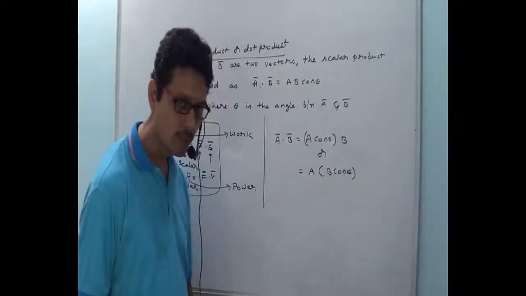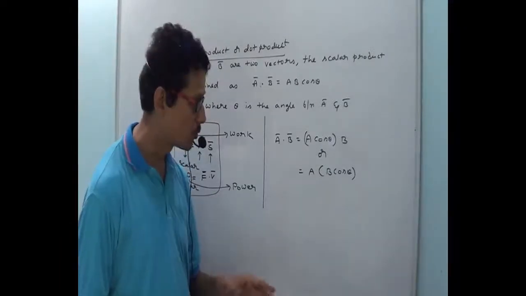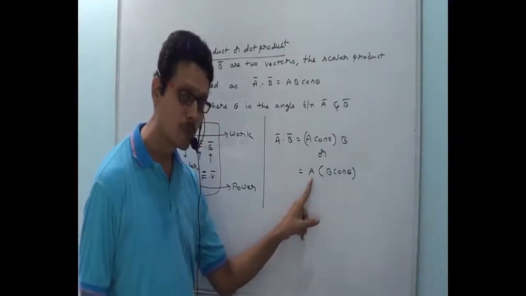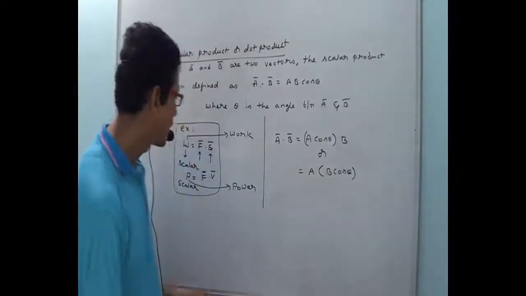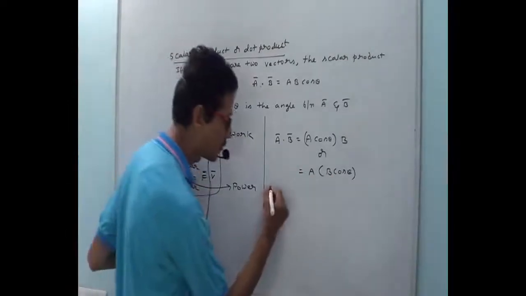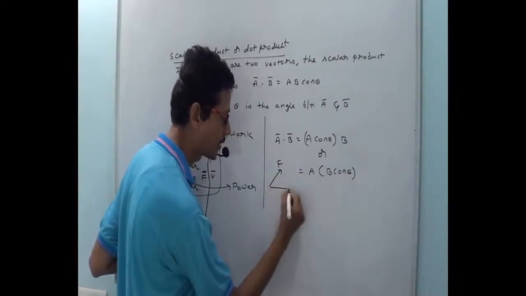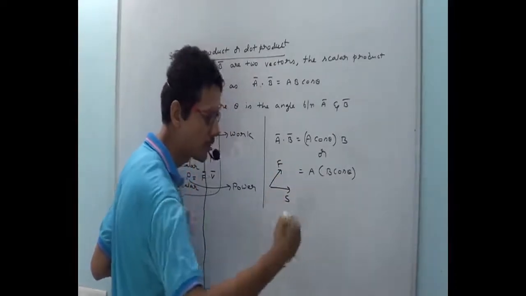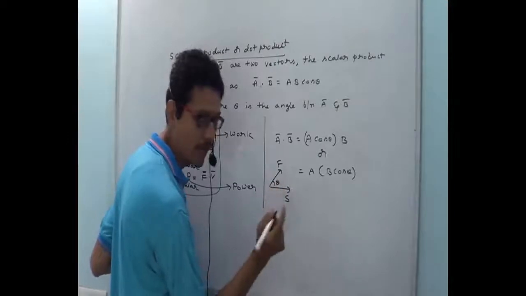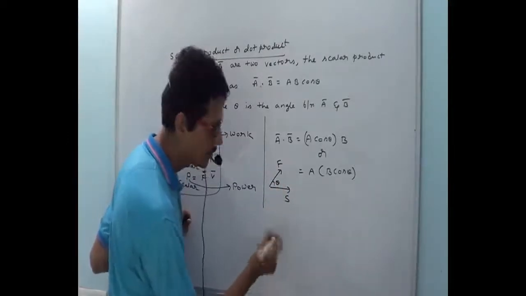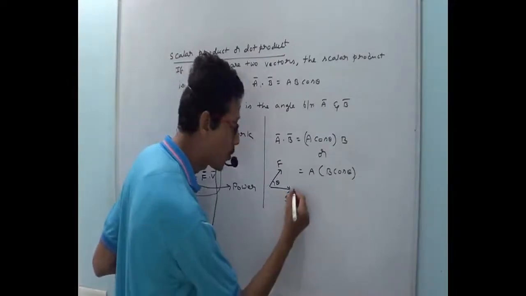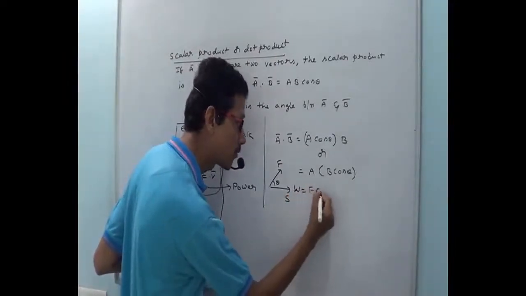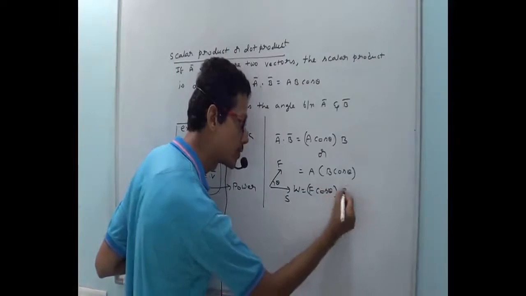You can tell in the reverse way also: A into the component of B along A. Like here, work done I will write like this. If force is like this and displacement is like this, we are pulling a suitcase having wheels. The suitcase is moving like this. What is the work done? How do you have to write? F cos theta into S.